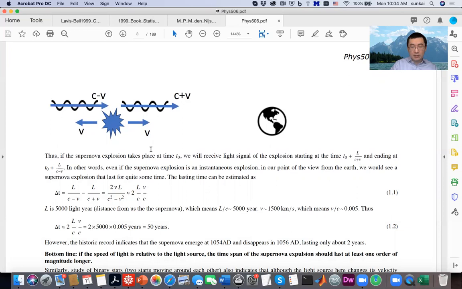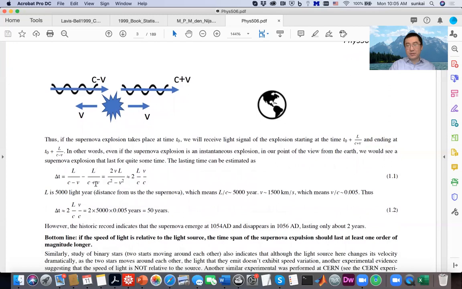The velocity of this dust is about 1,000 kilometers per second. This can be estimated and measured from how fast this Crab Nebula expands. And the velocity over C is about 0.005. If you multiply these numbers together, it means that there will be a 50-year difference. So we will first pick up the signal sent out by dust traveling towards Earth, and then 50 years later, we'll pick up the signal from dust traveling away from the Earth. This means, if this assumption is true, then when people on Earth look at the supernova explosion, it appears to last at least 50 years.